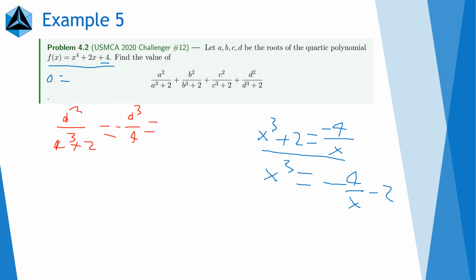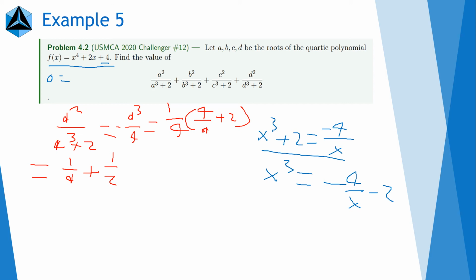So really this is going to be equal to 1/4 of 4 over x plus 2, right? And so this is just equal to 1 over a plus 1/2. Oh, sorry, these should both be a's. So 1 over a plus 1 over 2. And so that simplifies it greatly.